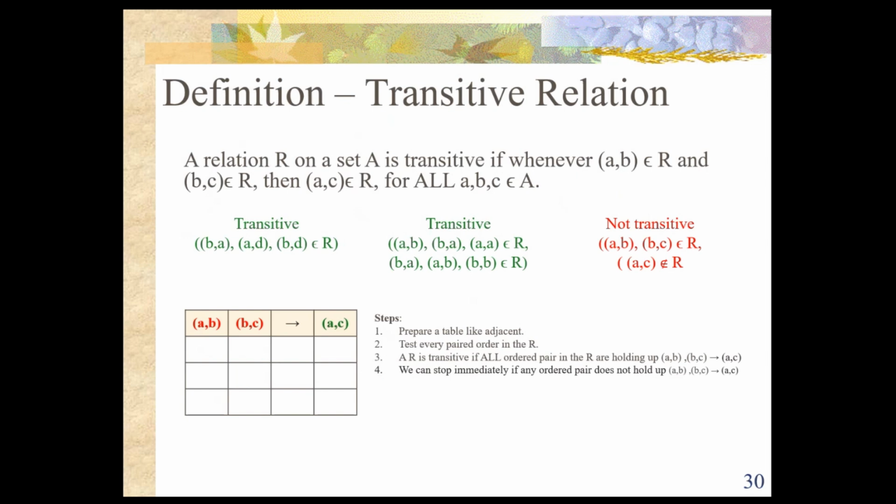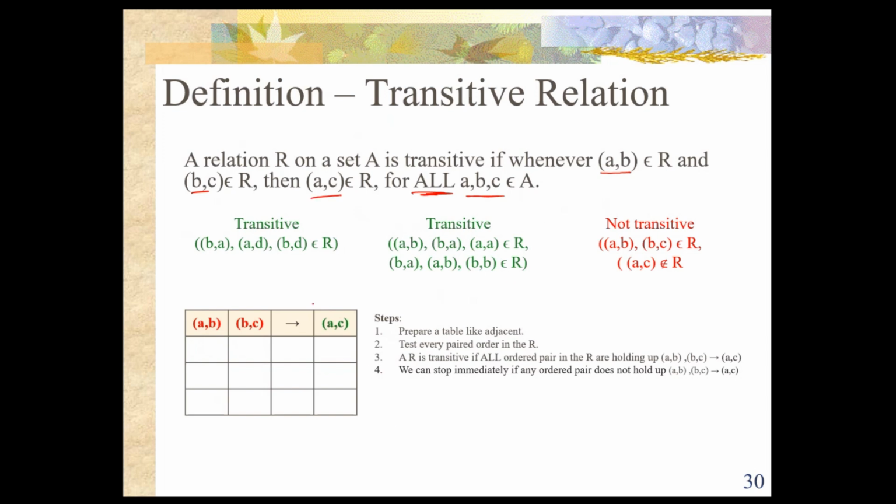Okay, let's move on to a different property of relation now. This property is called transitive relation. Transitive relation requires us to determine if, the keyword here is all, for all the elements of A, if we have (A,B) and we have (B,C), is there (A,C) or not?